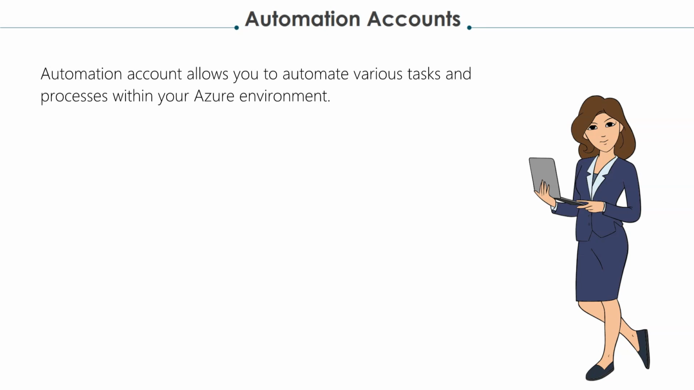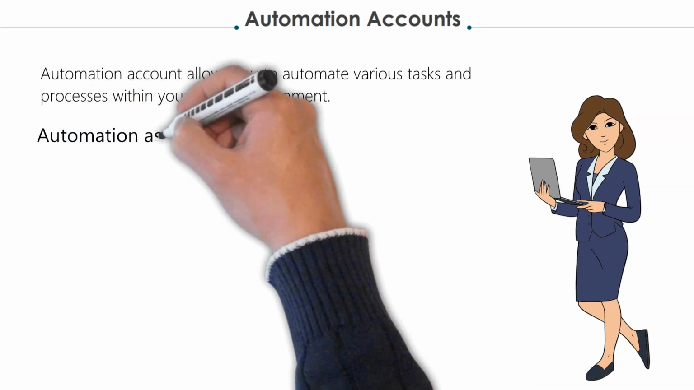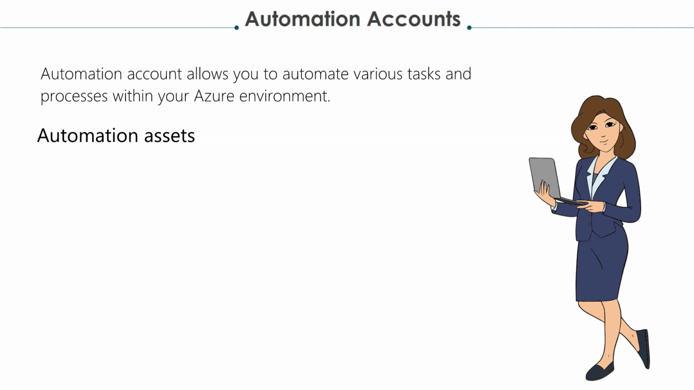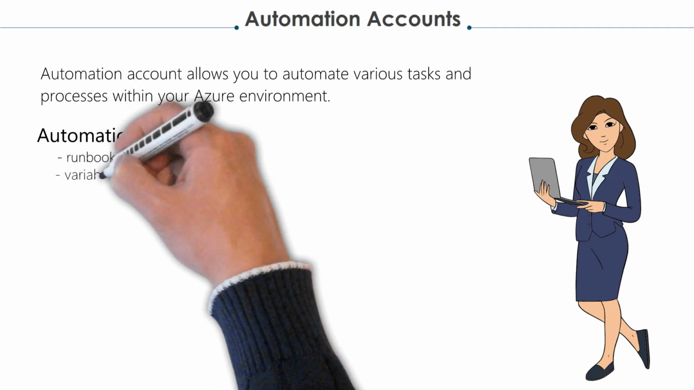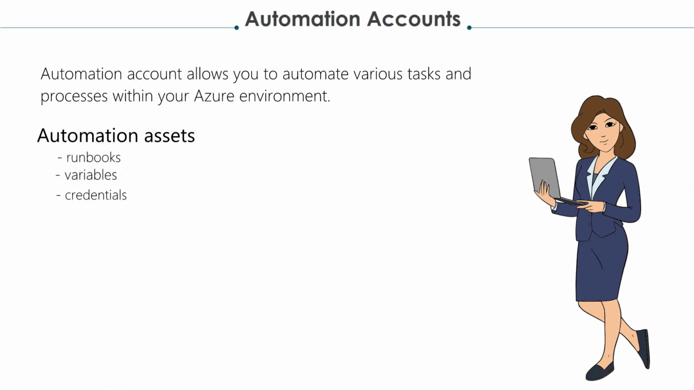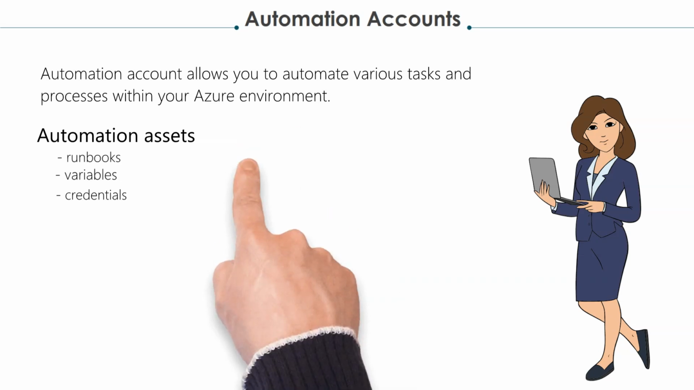Within an automation account, you can create various types of automation assets including runbooks, variables, and credentials. Runbooks are scripts that allow you to perform specific actions such as starting or stopping a virtual machine, scale up or scale down resources, or even deploy software updates. Variables and credentials are used to store data and can be used within your runbooks. You will see this when we are doing the demonstration.